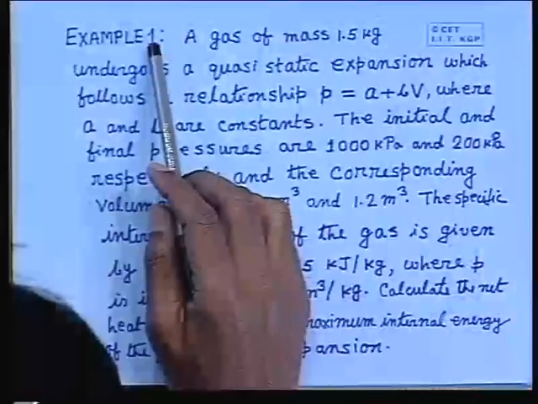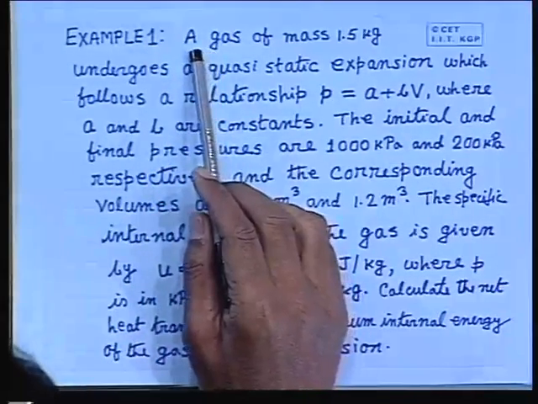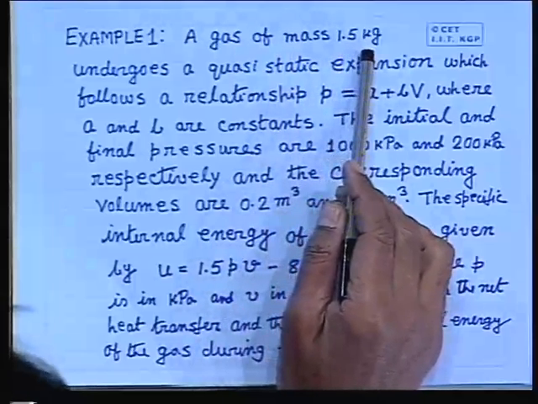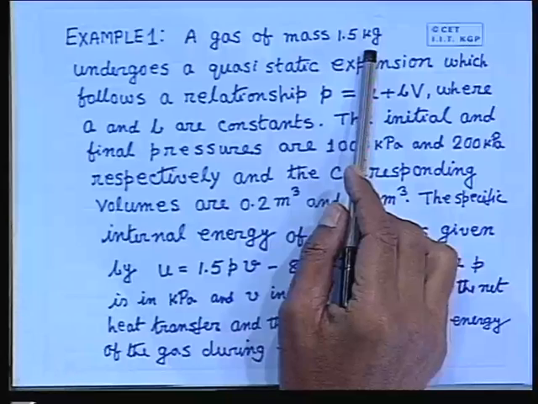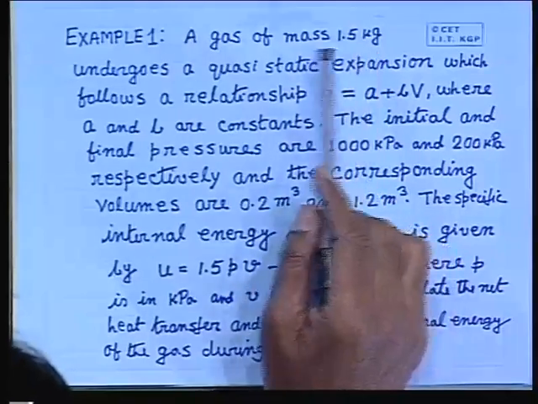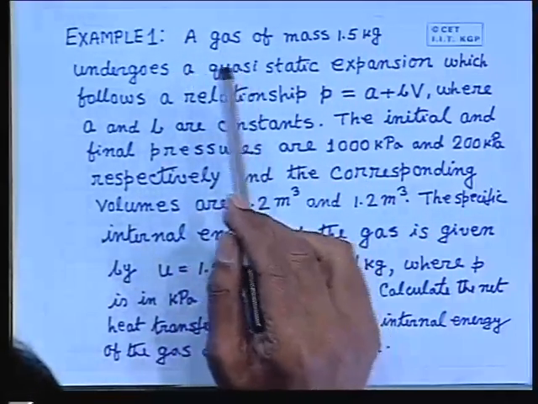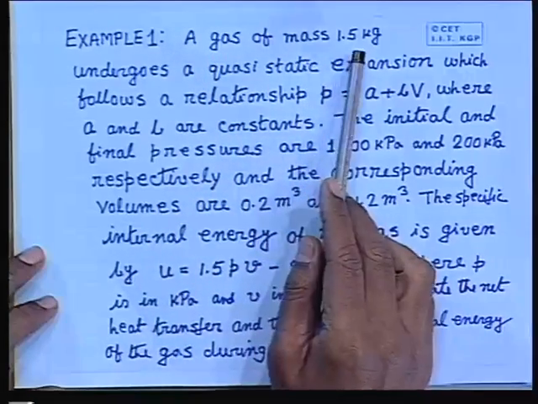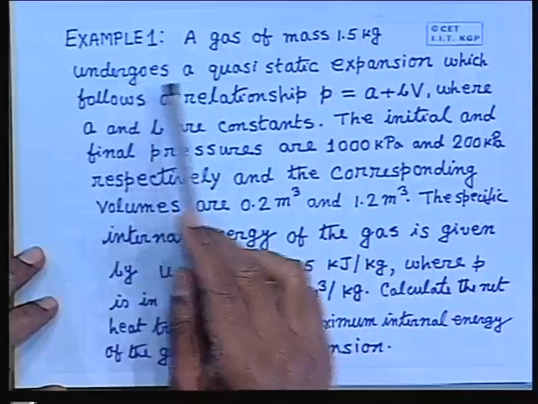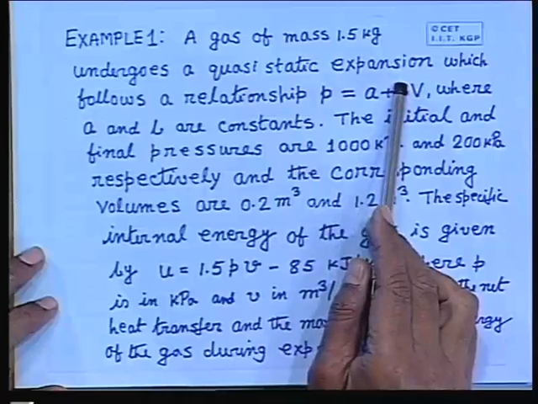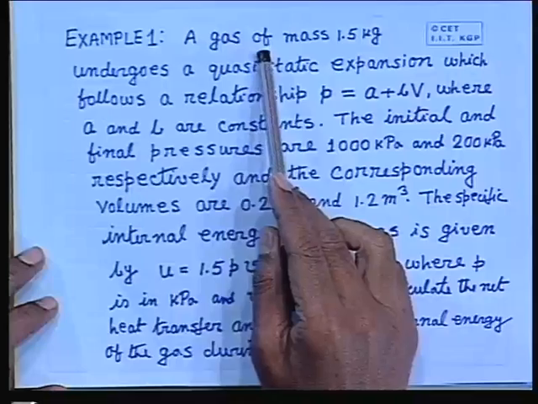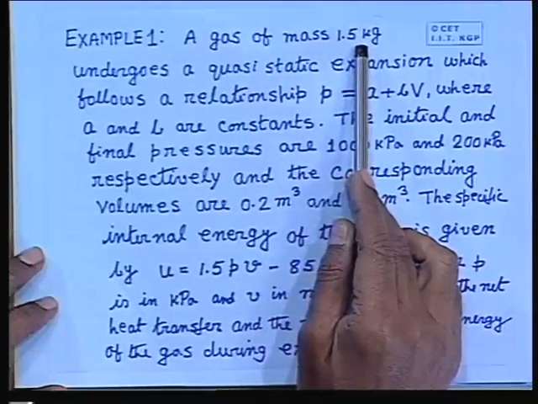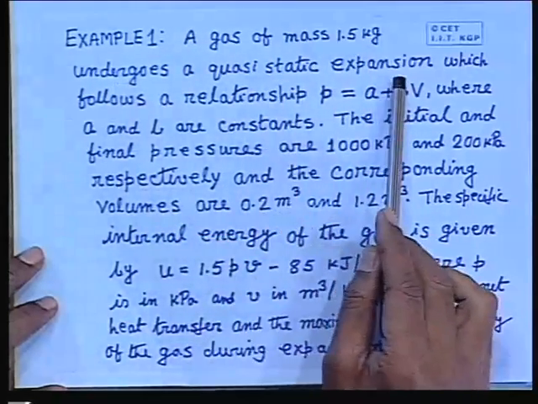First problem, example 1. A gas of mass 1.5 kg. Now, this is a problem relating to the application of the first law in a closed system, and we start with a very simple problem, straightforward applications. A gas of mass 1.5 kg undergoes a quasi-static expansion. You may or may not write the entire problem. You can write only the pertinent points.